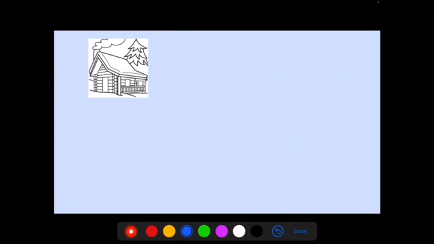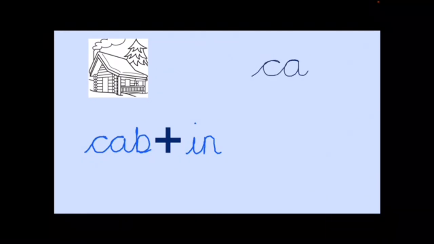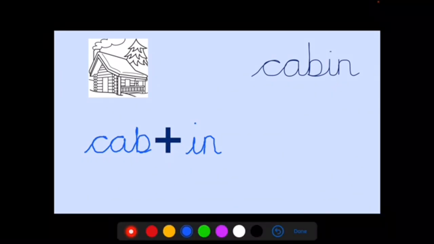And one last word, cabin. And it's a word sum again. We know the word cab. K is C because it's followed by an A. Cab. And what are we adding on in our word sum? In. Cab. In. Join it all together. And there we go. Cabin. A little home, often up in the trees and made of wood.